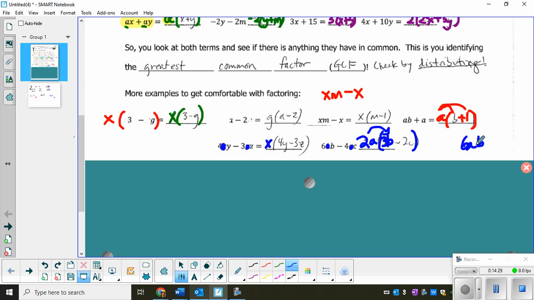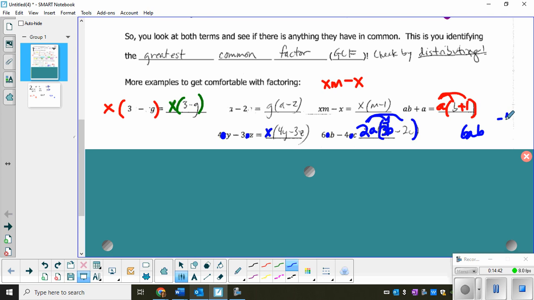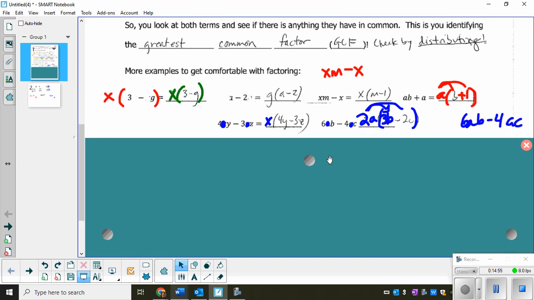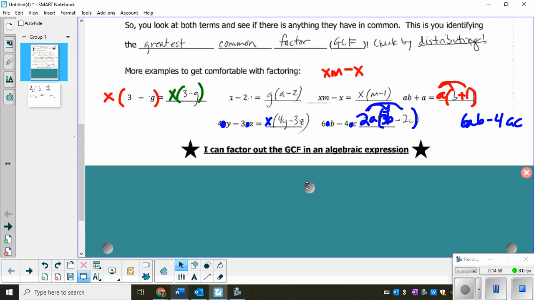So we're good to go on that one. And now we need this 2a to be multiplied to become minus 4ac. So that's why you see the minus 2c, because 2 times negative 2 becomes a negative 4. And then the a times c would be an ac. And you can see right there we have basically the original problem, undistributed or factored correctly. All right, so now that's what today's I can statement is: I can factor out the greatest common factor in an algebraic expression.